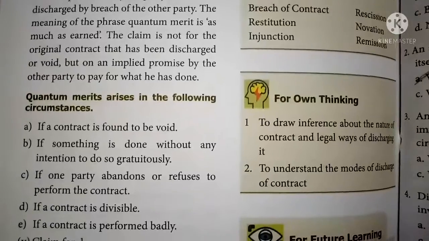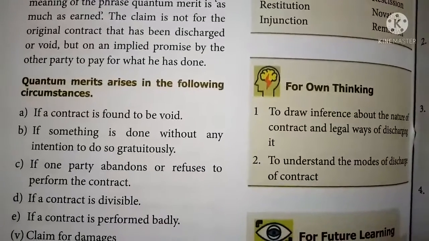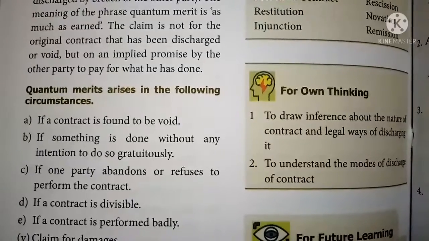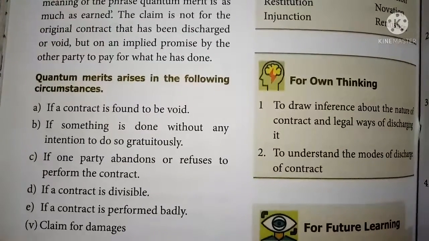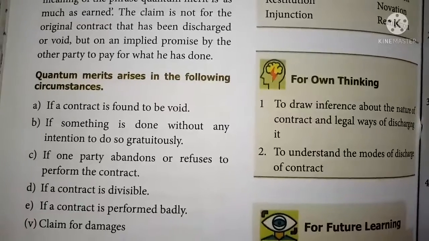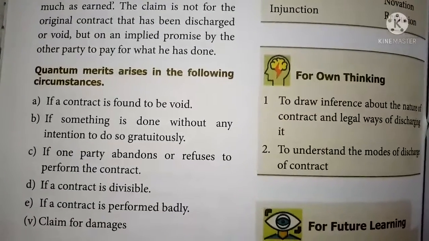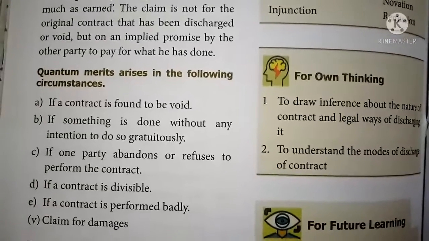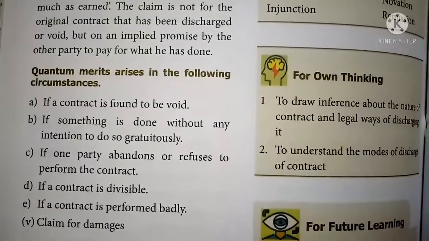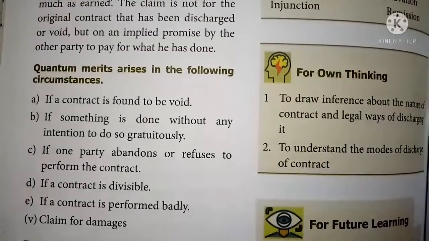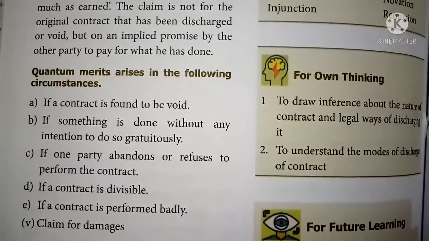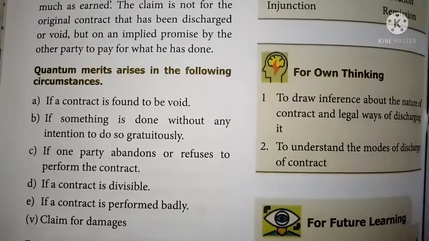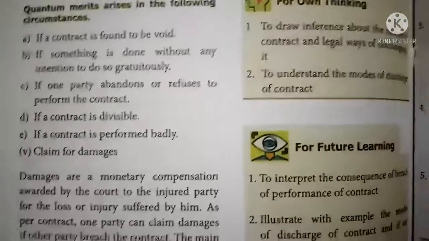These are the following circumstances which give rise to quantum meruit: if a contract is found to be void, if something is done without any intention to do so gratuitously, if one party abandons or refuses to perform the contract, if a contract is divisible, and if a contract is performed badly. Then, a claim for damages.